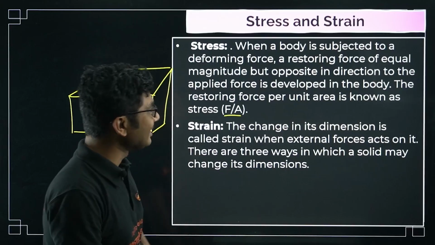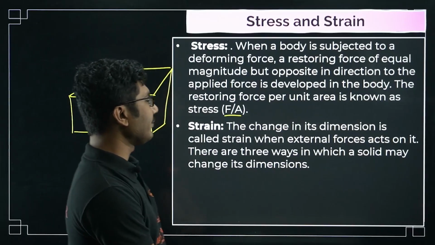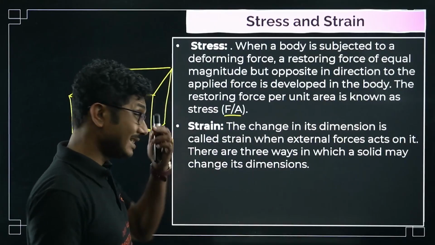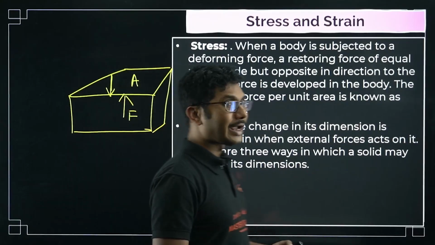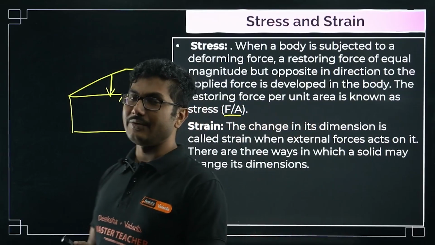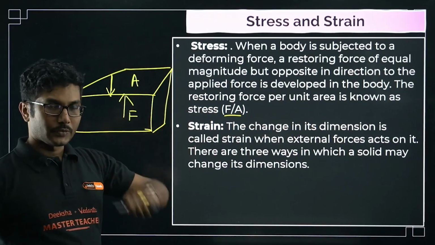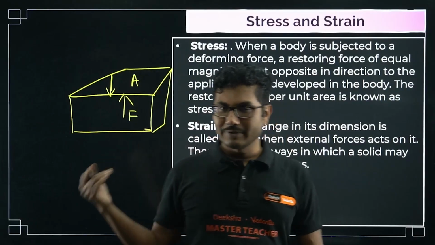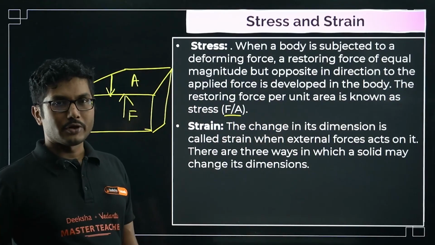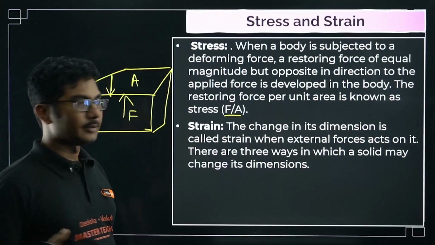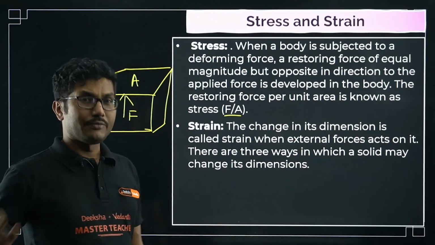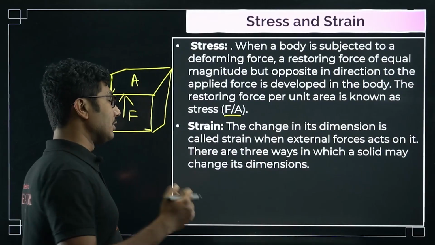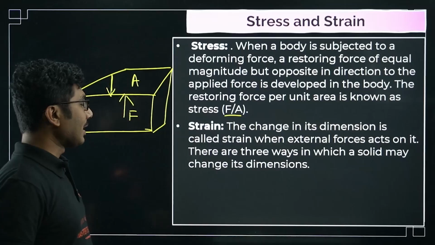Stress is fixed. Now strain is different. Strain is the change in dimension when an external force acts on it. There are three ways in which a solid may change its dimension. Stress is only one: restoring force per unit area. Basically, in most cases the applied force itself acts as the restoring force, because within some limit the restoring force and applied force are the same. If you cross that limit it will not be true, but within a certain limit the restoring force equals the applied force. Now what are the three types of dimension change?